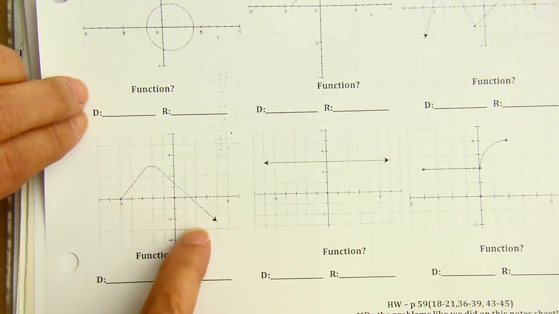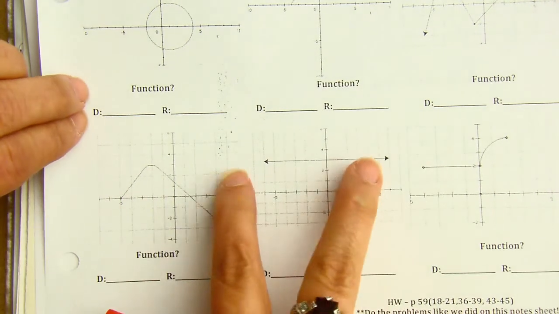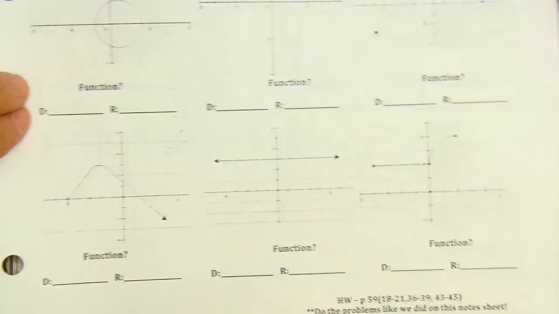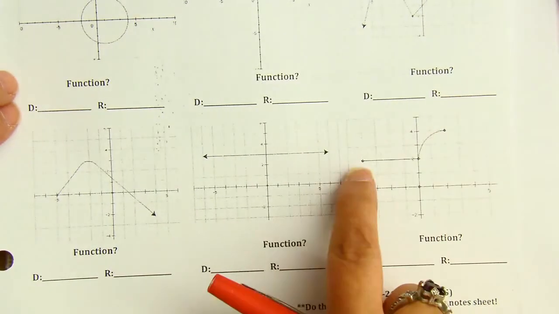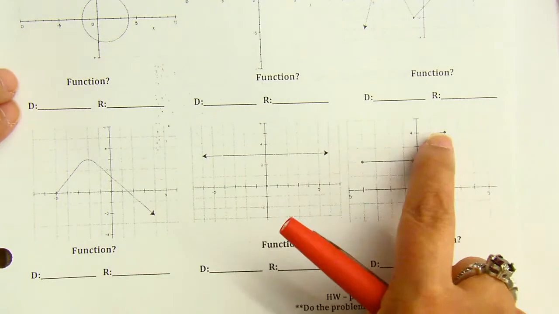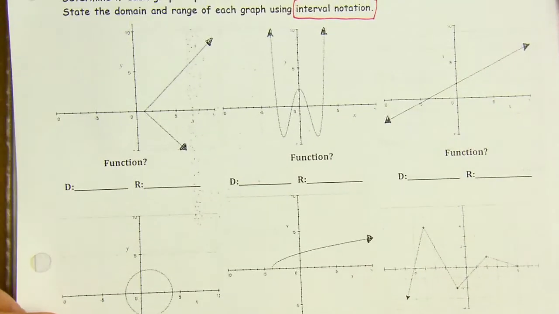Same thing here, but I'm going to have infinity here. Here I'm going to have two infinities. And here I'm not going to have any infinities, because it doesn't continue here and it doesn't continue there. So, let's get to it.